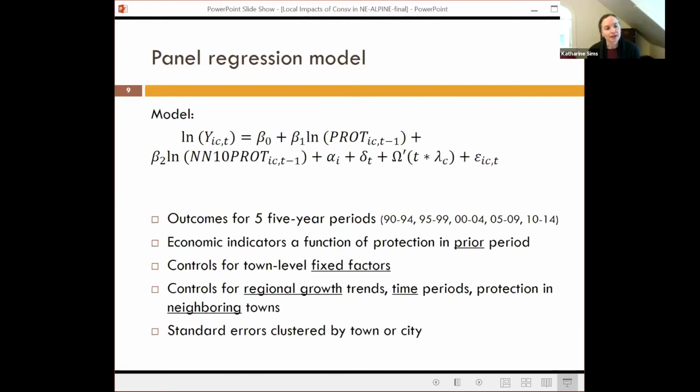So each subscript T here represents one of those periods. And we're modeling economic indicators as a function of the stock of land protection that has occurred up until the prior time period. So on the left-hand side is the outcome, like the number of people employed for each town, I, in metro region C for time period T. And on the right-hand side is the percentage protected in that town by the end of the previous period, so by T minus 1 for that same town in metro region C. And then also on the right-hand side are those controls I mentioned: town fixed effects, time trends, time period level controls, and land protection in your neighbors.